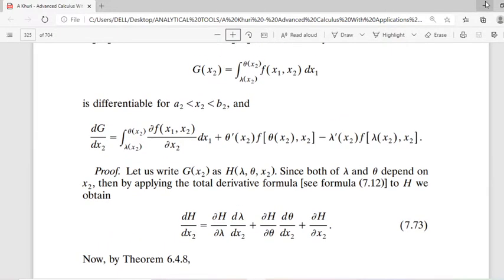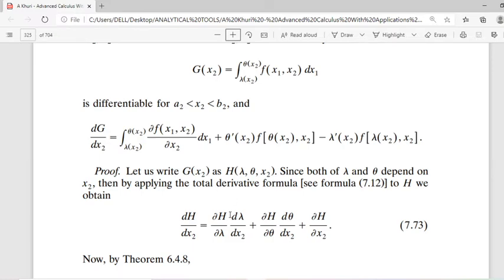What is g(x2)? That is the integral from lambda(x2) to theta(x2) of f(x1, x2) dx1. Let it be denoted as h(lambda, theta, x2), as given here. This can be considered as a single function of x2. Moreover, theta and lambda are functions of x2, so we have to adopt the total derivative formula for the differentiation.